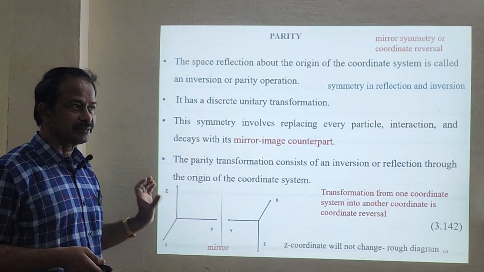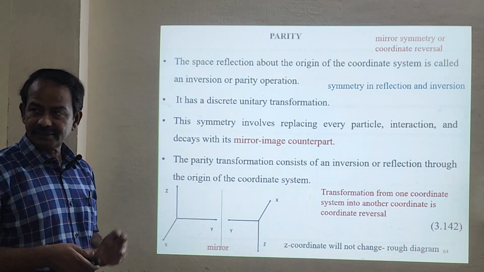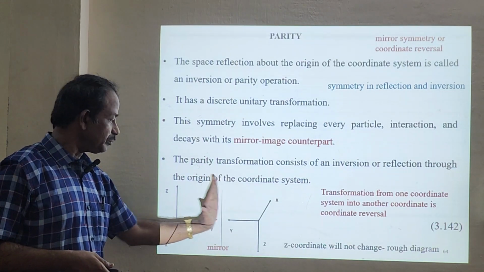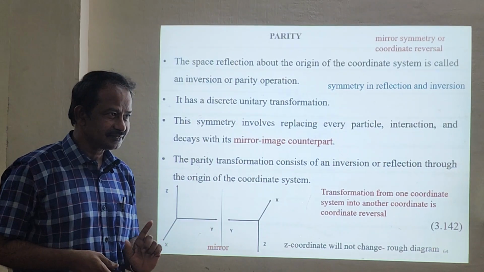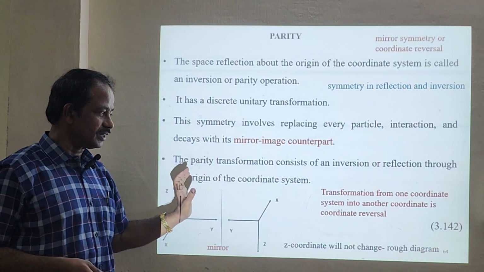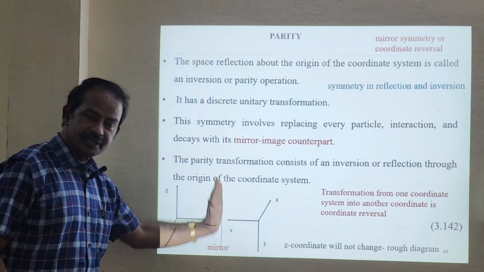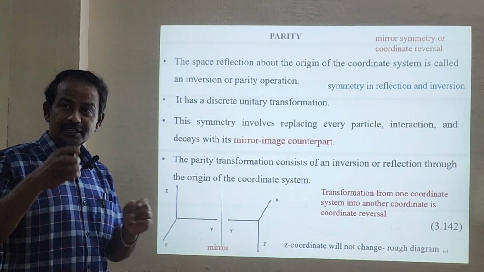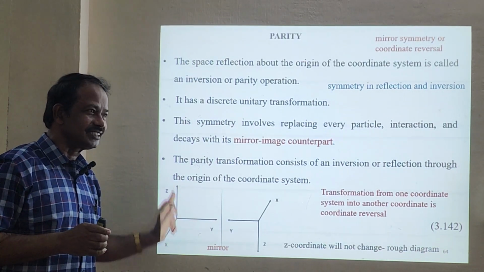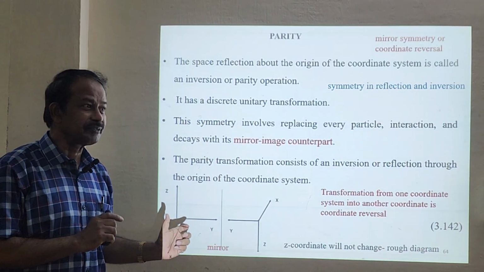For example, you have a system like this: x, y, z, and you have a mirror. The mirror image of this will be exactly like this. This is just a rough idea. You have a mirror like this. The z will not change in the mirror, this z direction will not change. That's why I said it's a rough idea.